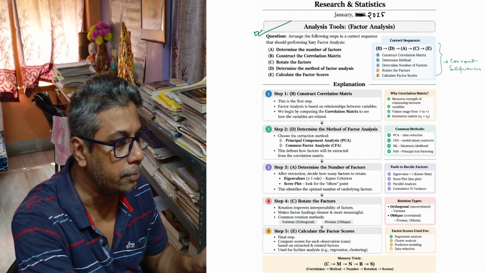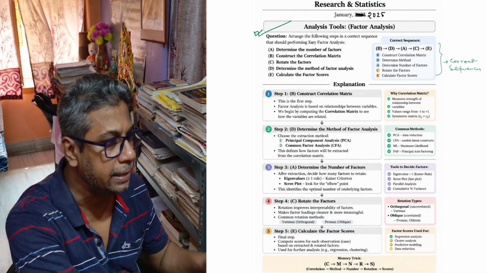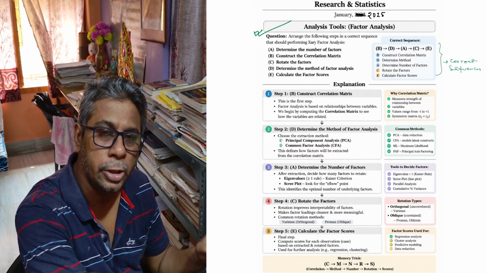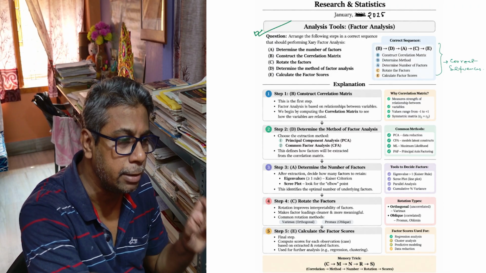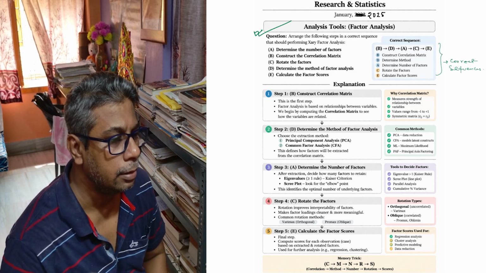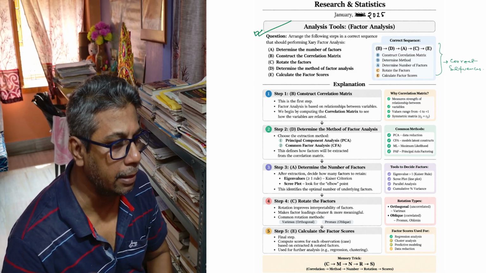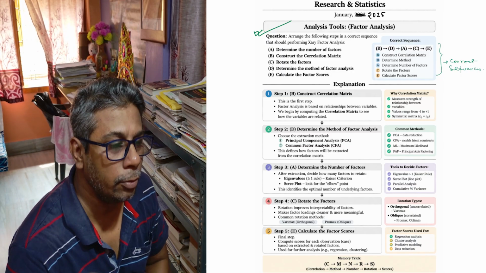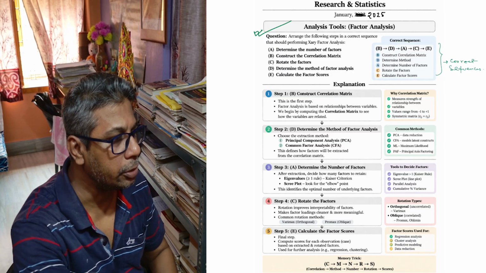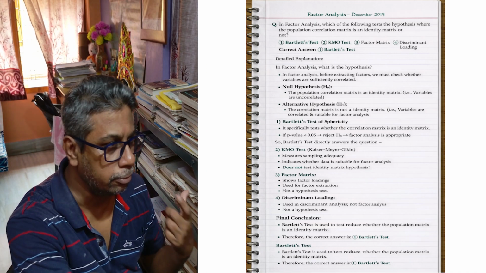So my dear students, we have to remember the 5 steps of the factor analysis tool. Number 1, construct correlation matrix. Number 2, determine method. Number 3, determine number of factors. Number 4, rotate the factor. Number 5, calculate the factor score. This is the question based on January 2025.